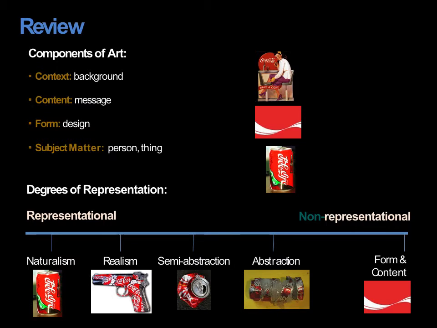Just as a general view, right? If we're thinking about the components of art, we've got the context, which is the background of the artist, where it was made. The content is the message, the form is the design, and the subject matter is the person, place, or thing. Remember, if we're thinking about representation to non-representational, sort of on a spectrum, for your next project, you have to fall somewhere in this spectrum towards the semi-abstraction, abstraction level. We're thinking about taking a little bit away from that naturalism and moving it towards that other end of the scale.